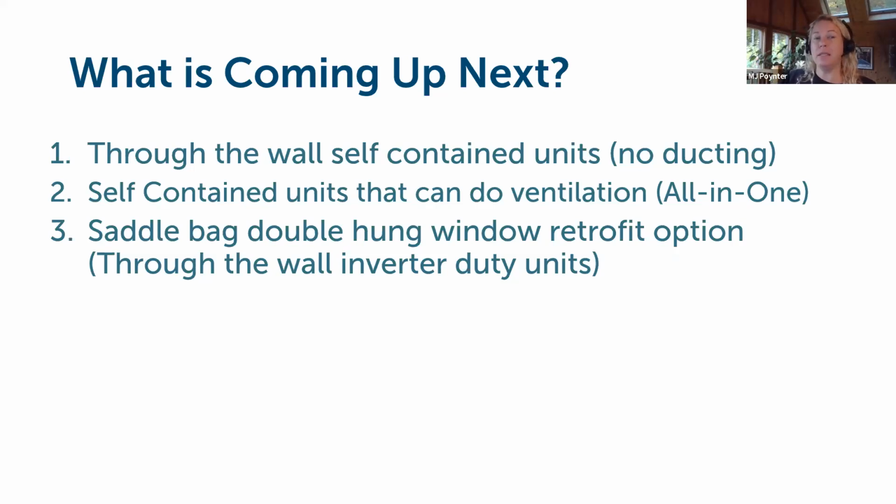So what's coming up next is these through the wall self-contained units. So there's no ducting and there's no refrigerant line sets that you have to connect, and they just plug in, or you can hardwire them in, and they provide heating and cooling. There's also units that do heating, cooling, and ventilating all in one unit. So now you don't have to look at a central mechanical ventilation that's distributing through all the apartments. Some of these options can also work for single family homes.